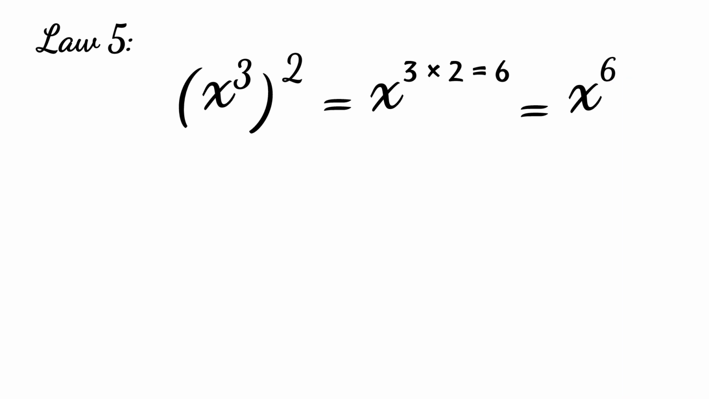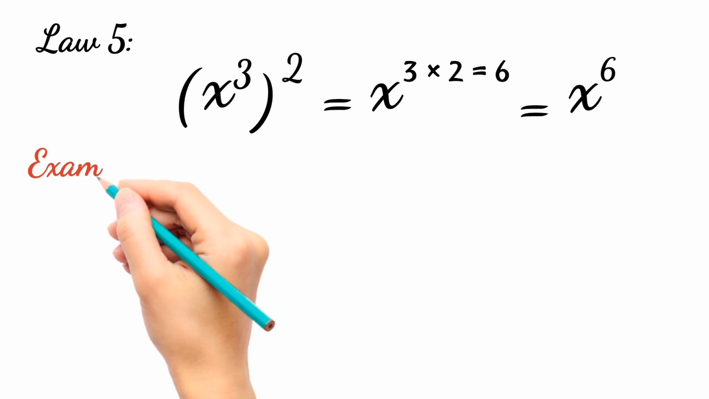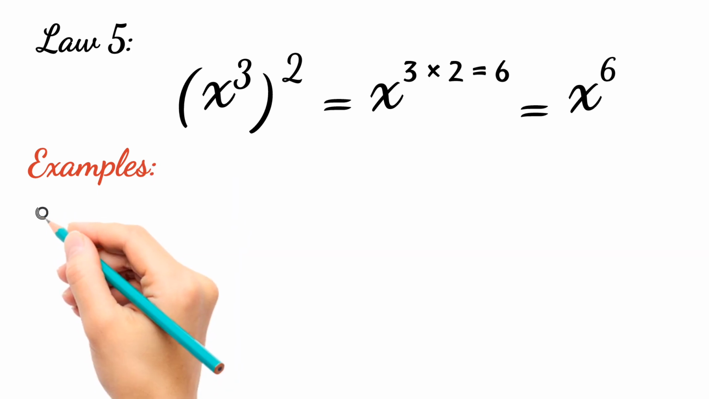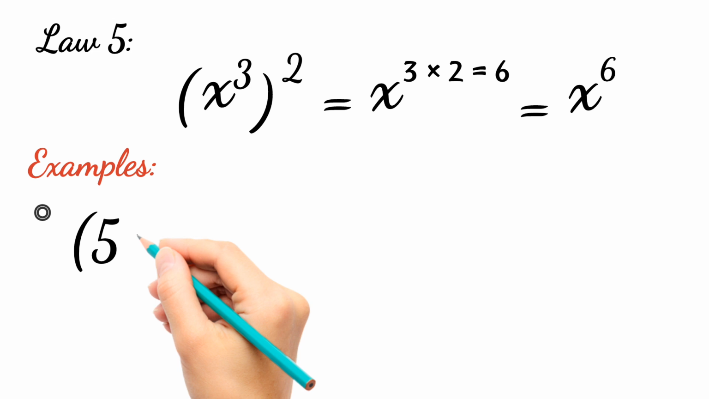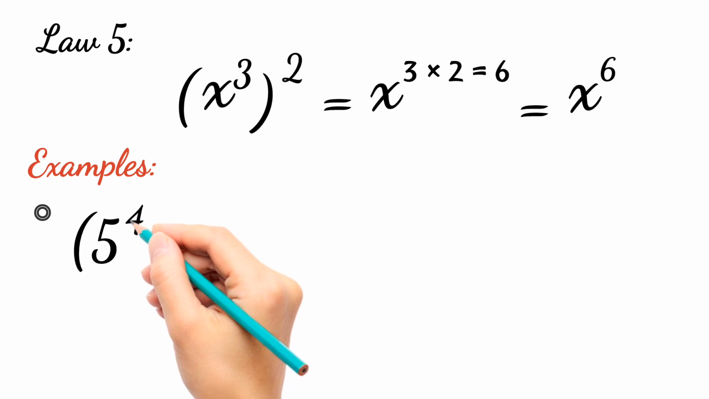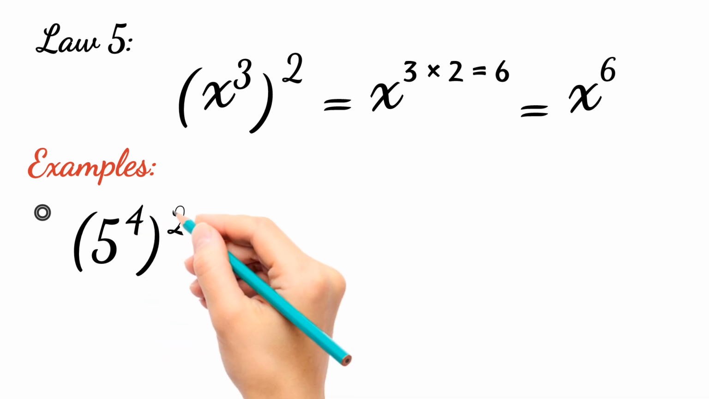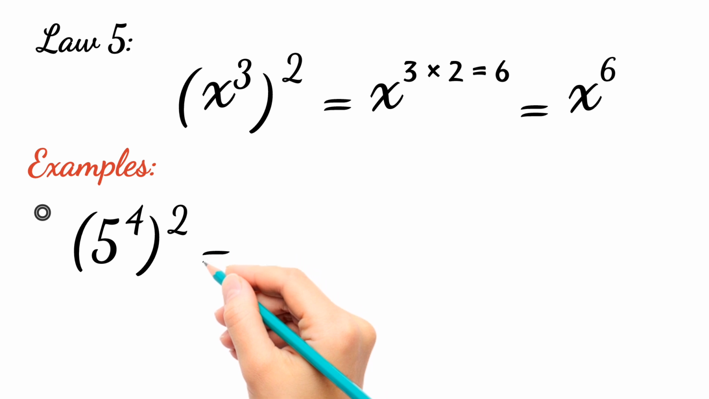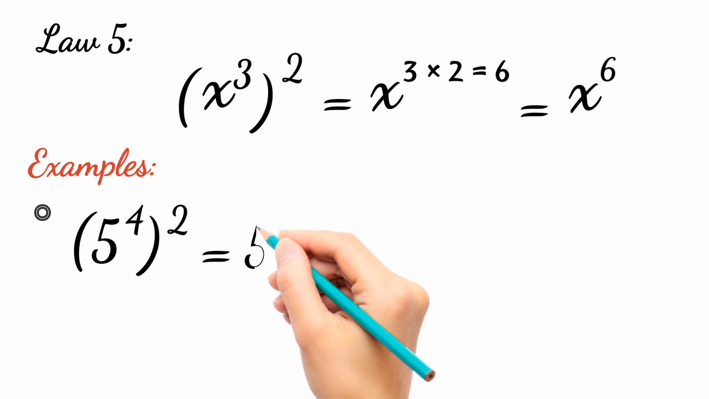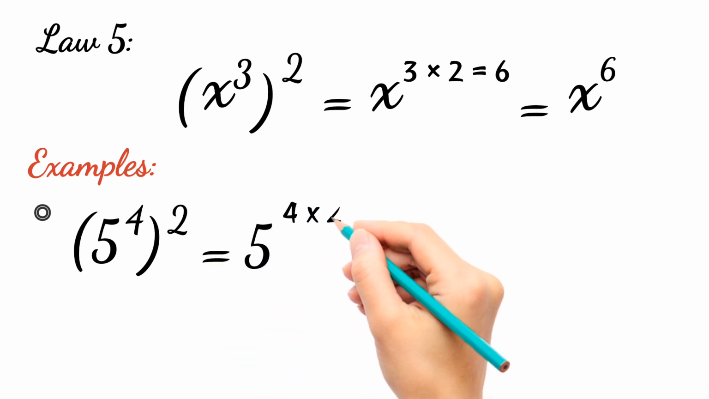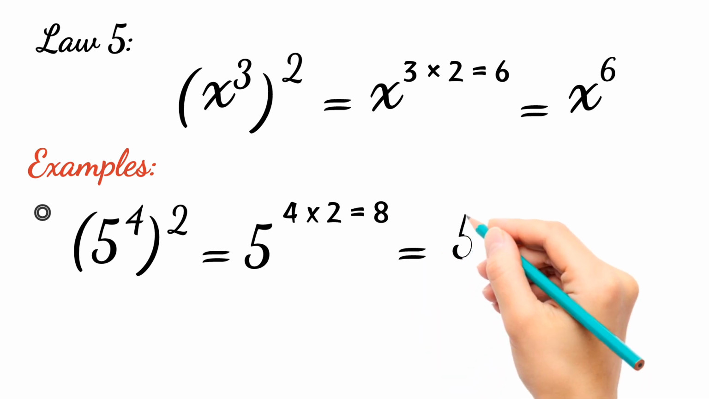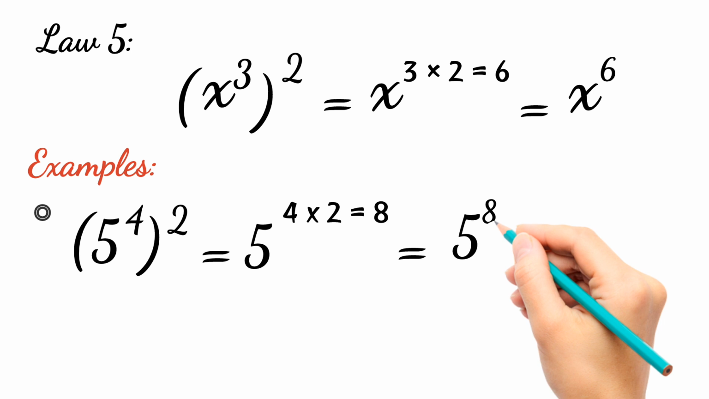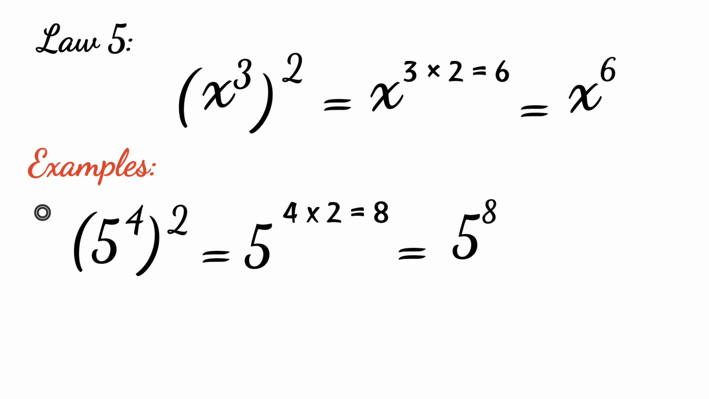Alright, let me give you some example for more clarification. Now, if they give me 5 raised to the power 4 inside my bracket, and they now put 2 as the power outside, what you just need to do is to multiply the two powers together. That is 4 times 2. It will give me what? 8. So my answer will be 5 raised to the power 8. It's as simple as that.